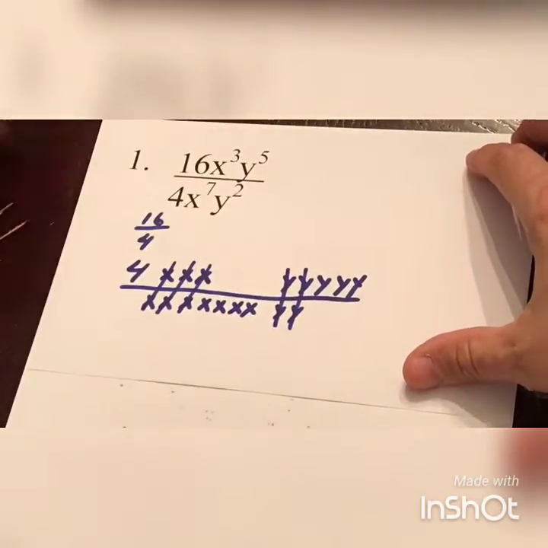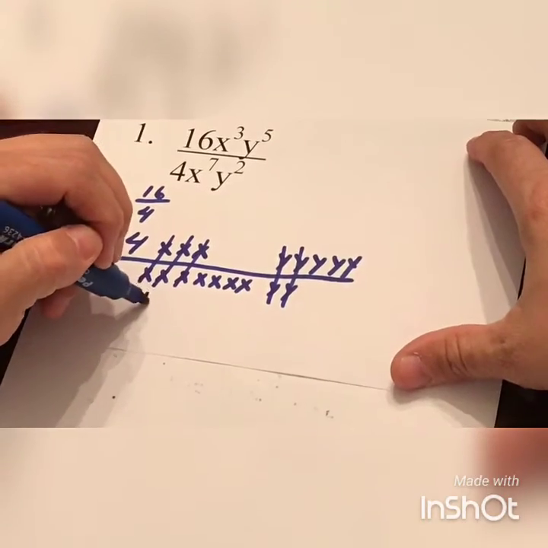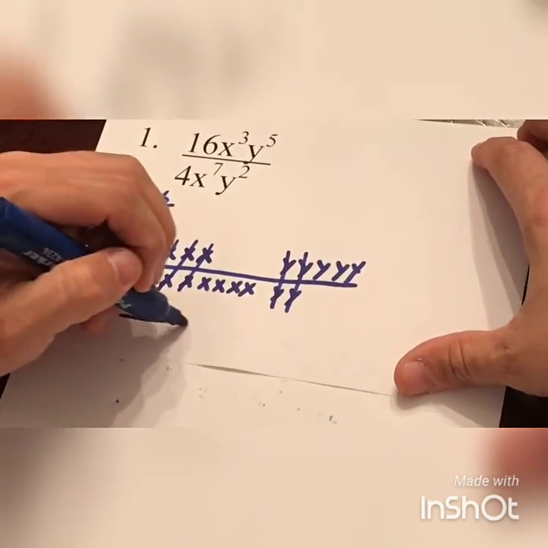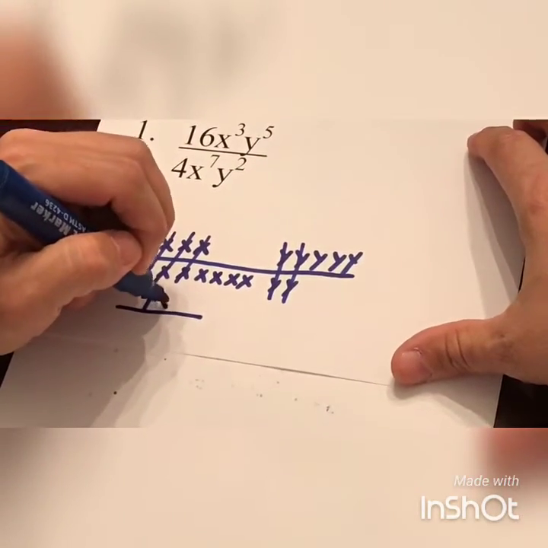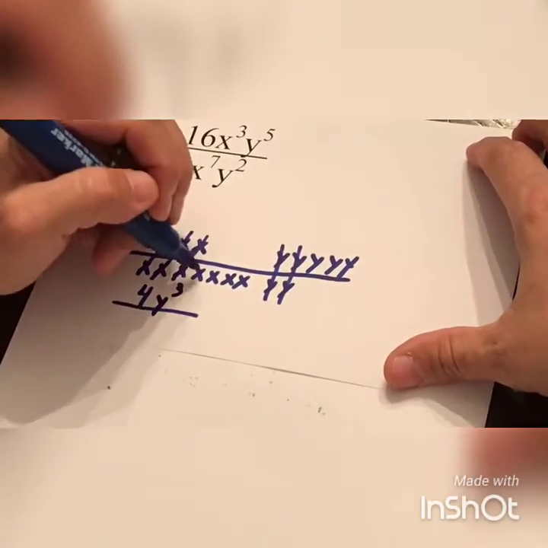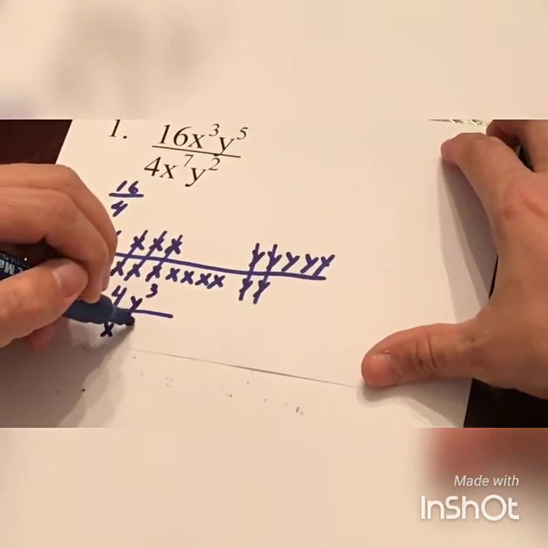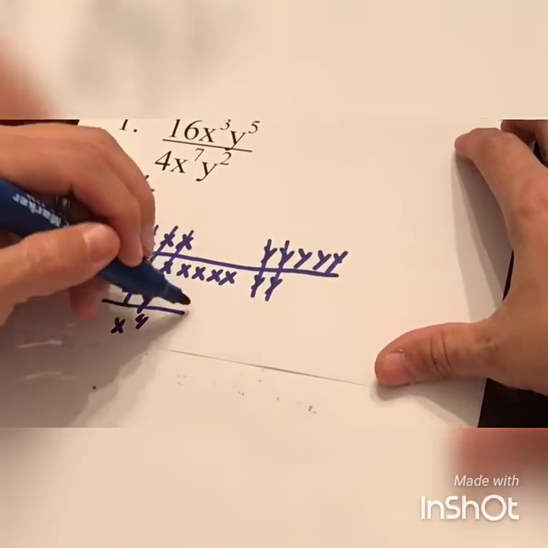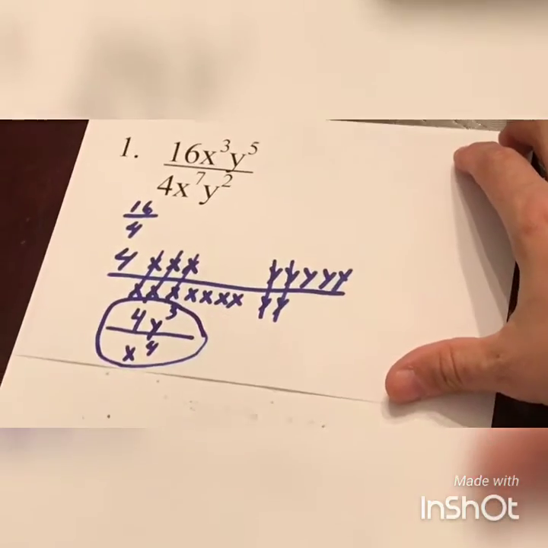We now clean this up to create our final answer. 4, 1, 2, 3 Y's on top, so Y to the third power. 1, 2, 3, 4 X's on the bottom, so X to the fourth power on the bottom. And we have our final answer to number 1.